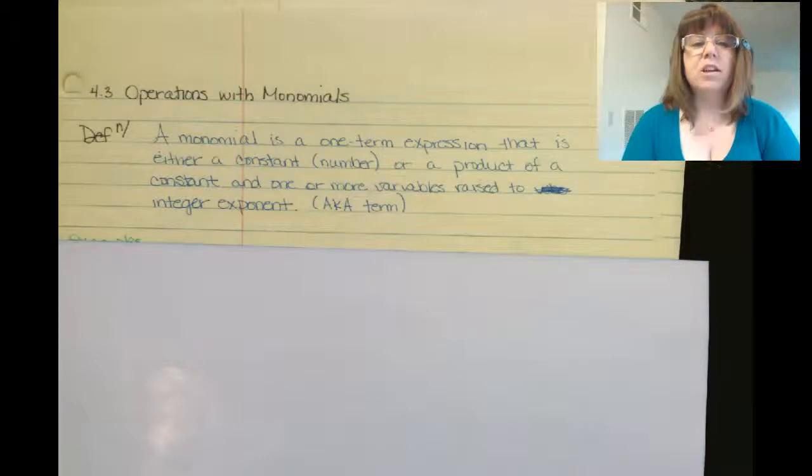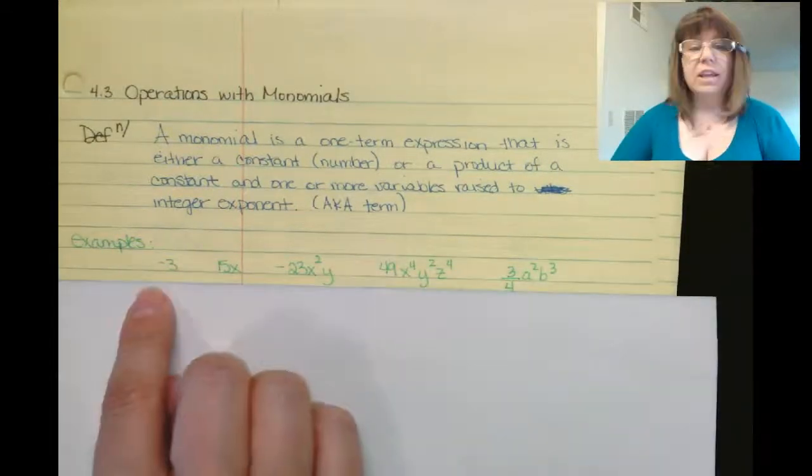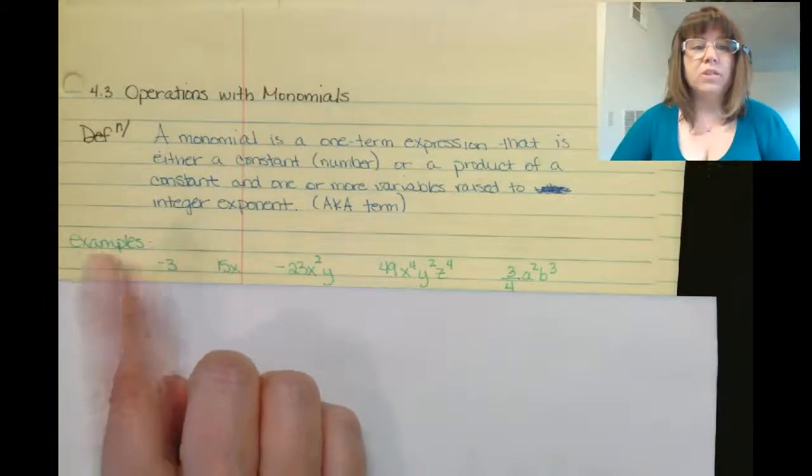First thing I guess I need to talk about is what is a monomial. A monomial is a one-term expression that is either a constant, which is a number, or a product of a constant and one or more variables raised to integer exponents, aka this is a term. For example, -3 is a monomial, that is one term.